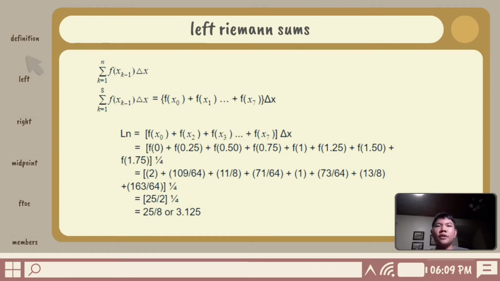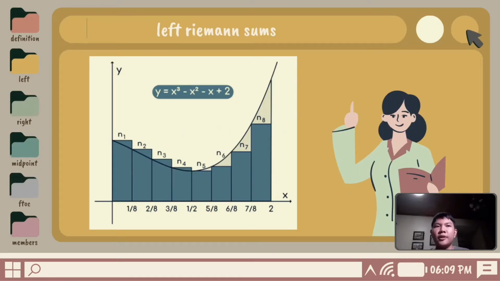For the illustration of the graph, we can use the GeoGebra app. To input values, we can use d equals the rectangle sum of x cubed minus x squared minus x plus 2, and 0, 2, using 0. Then the graph will look like this.